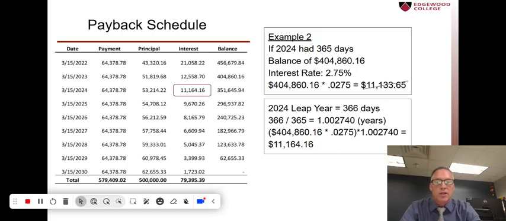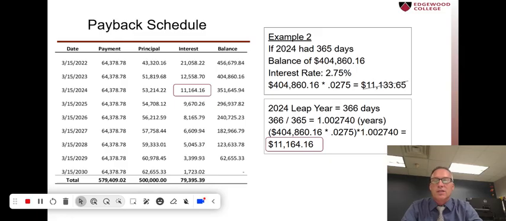So he ran the same calculations. He found that there are 1.002740 years in 2024. He's using years in his terminology. So when he ran the calculation, the same one as he did for 2022, he came up with $11,164.16. You can see this particular schedule, they're using the number of days to calculate their interest.